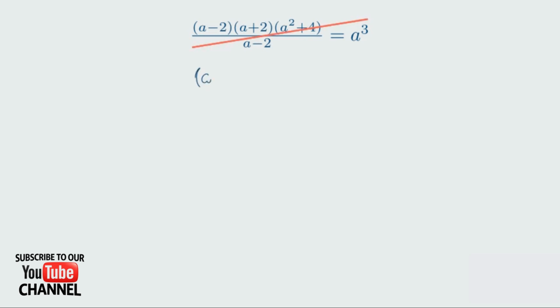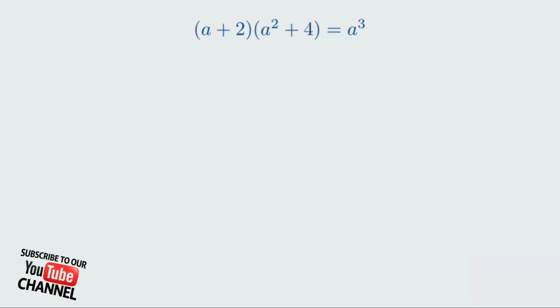This leaves us with a much simpler equation. A plus 2 times a squared plus 4 equals a cubed. Notice how our condition, a is not equal to 2, was essential for this cancellation. We've now simplified the equation down to this.